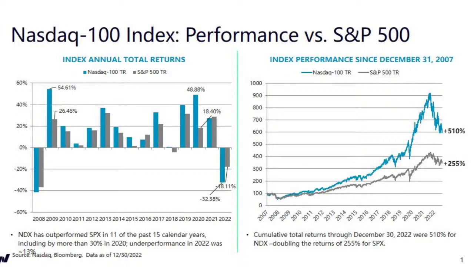Still, over the long term, in 11 of the past 15 calendar years it has outperformed the S&P 500, including by 30 percentage points in 2020. And on the right, you can see that despite that challenging year of performance, we're still doubling the cumulative returns of the S&P 500 since the beginning of 2008. So outperformance long term is still on track despite a hiccup last year. And so far this year, we're already seeing around 5 to 6 percentage points of outperformance versus the S&P as January has gotten off to a solid start.